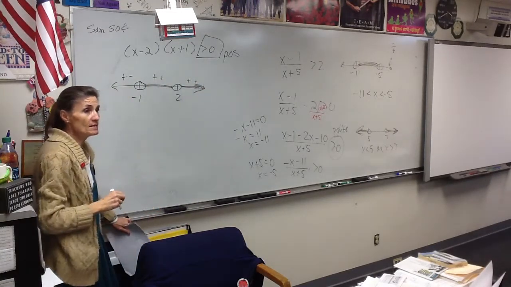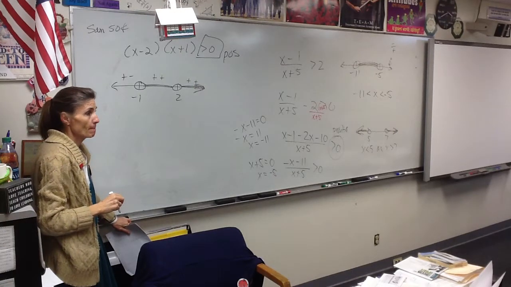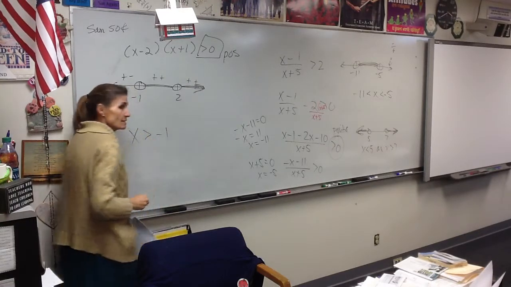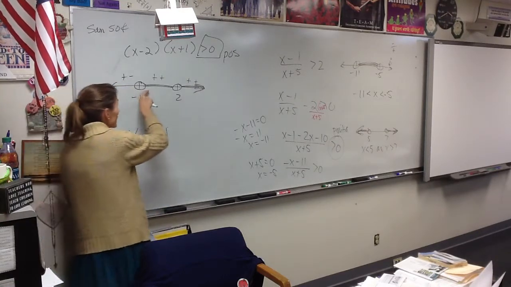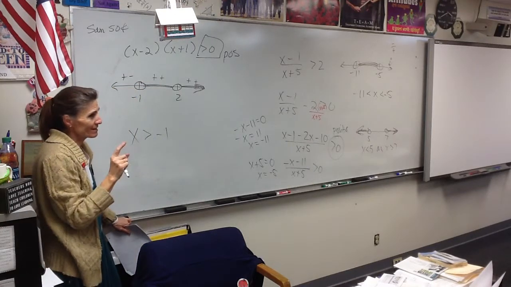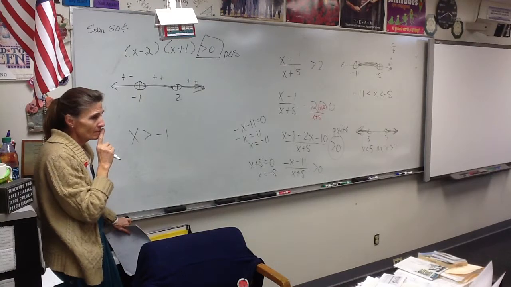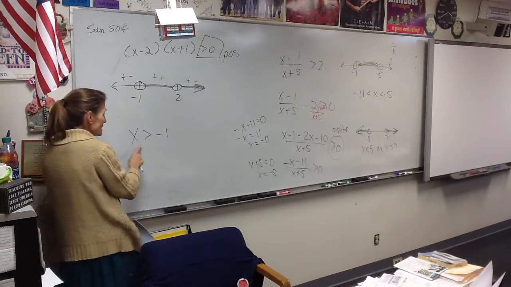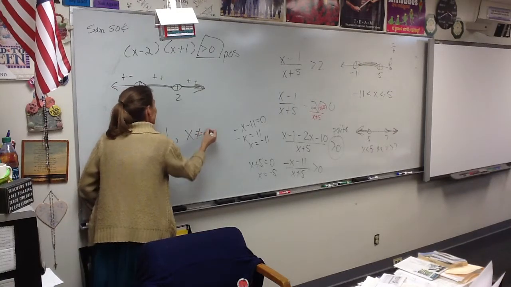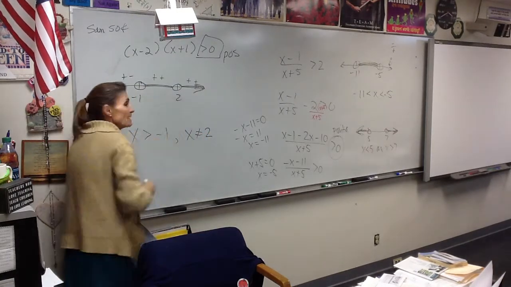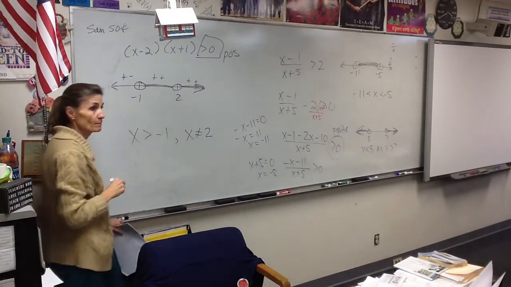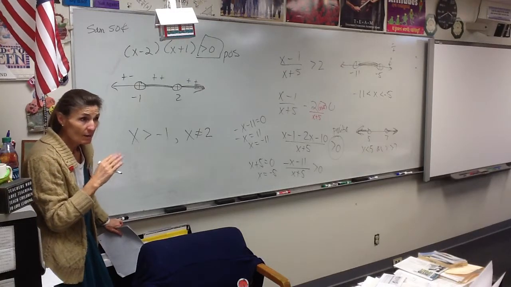Now be careful on this one. You might be tempted to say this, because you shaded everything past -1, right? Not everything. What got skipped? The 2. So if you want to say that, you can. But put a little comma and say except 2, because we skipped 2. Does everybody see that? If those dots were colored in, I wouldn't have to worry about it.